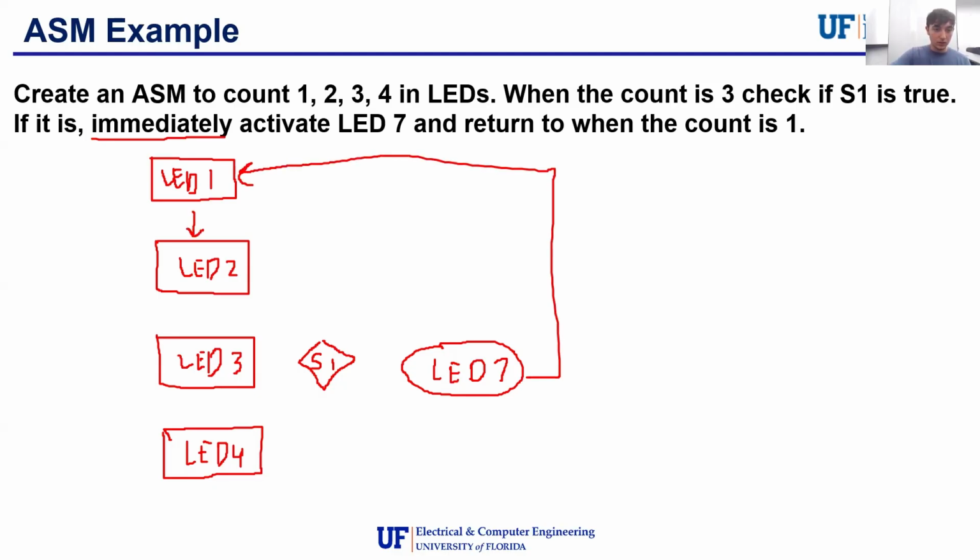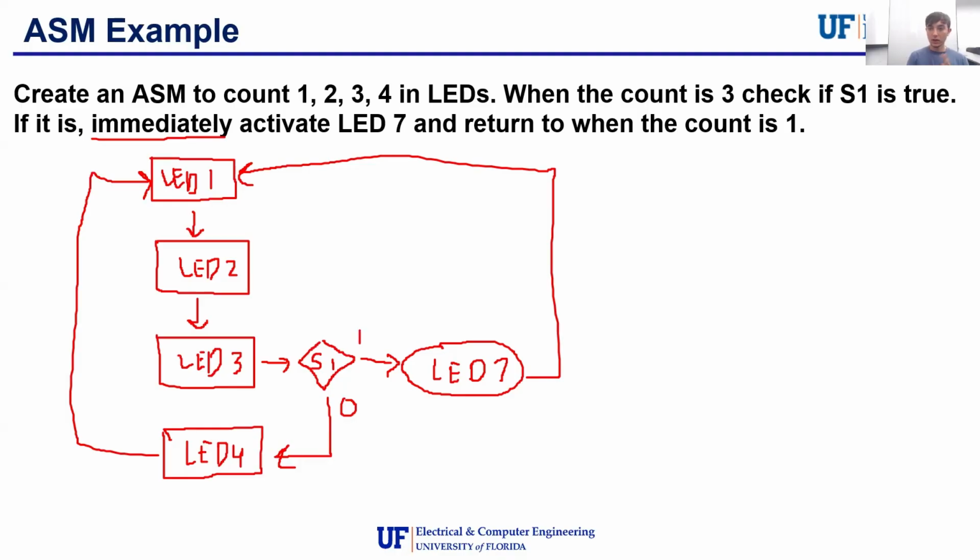So that means when LED 7 goes true, it's going to go back to LED 1. And the rest should be the same. So we'll go like this, and then we'll check S1. And if S1 is true, that means we had a 1 here, it goes to LED 7. Otherwise, it'll go to LED 4. And then it'll go back to LED 1.